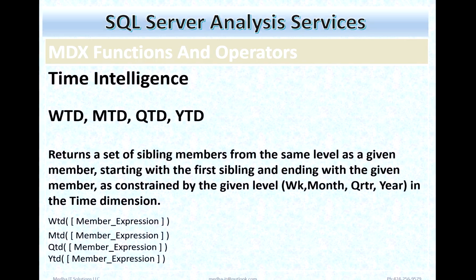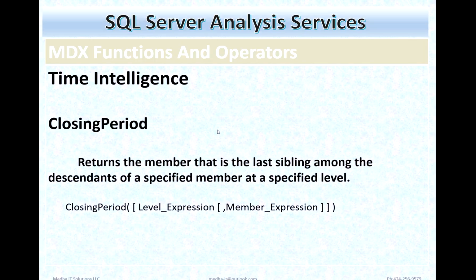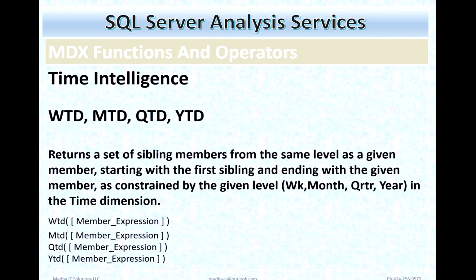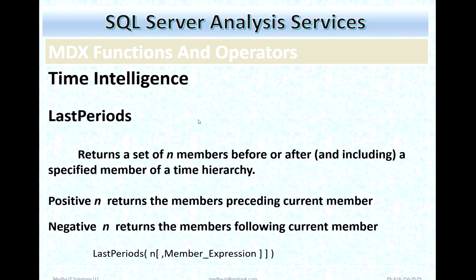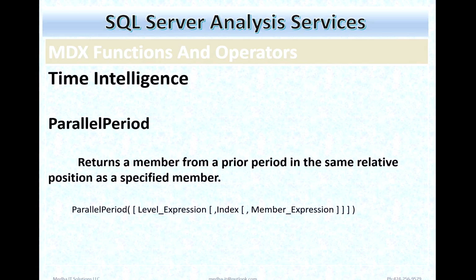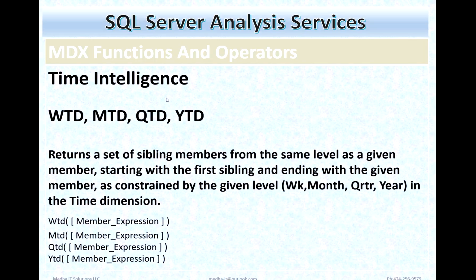So, MDX has provided some inbuilt functions. These functions are basically Uber level functions that internally execute one of these functions. Okay. You can achieve the same thing, the week to date, month to date, quarter to date, year to date functionality, using periods to date. These are base functions. These functions can be used to achieve the same result, but to be simple, MDX provided these functions. Okay. These are a kind of wrappers.